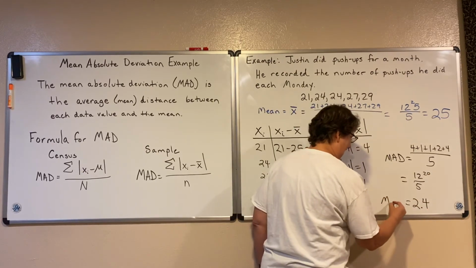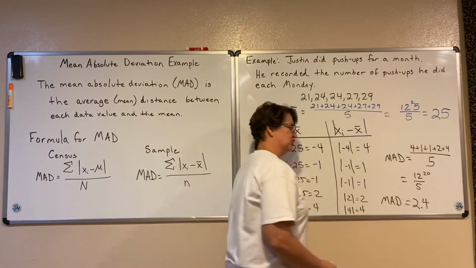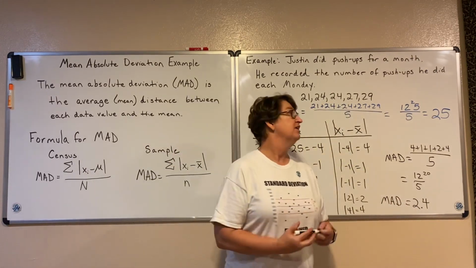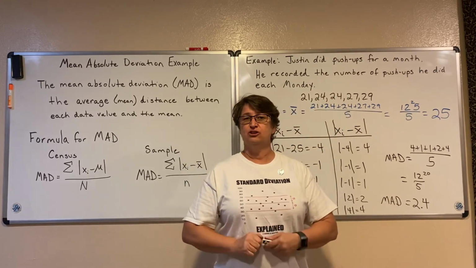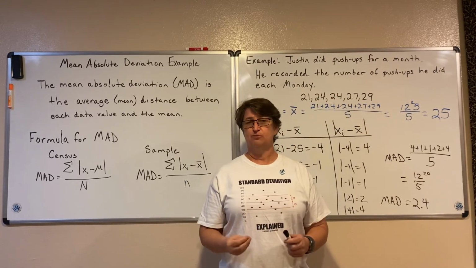So 2.4 is that mean absolute deviation. That's the average distance that these values are from the mean. So that's just a measure of dispersion there.